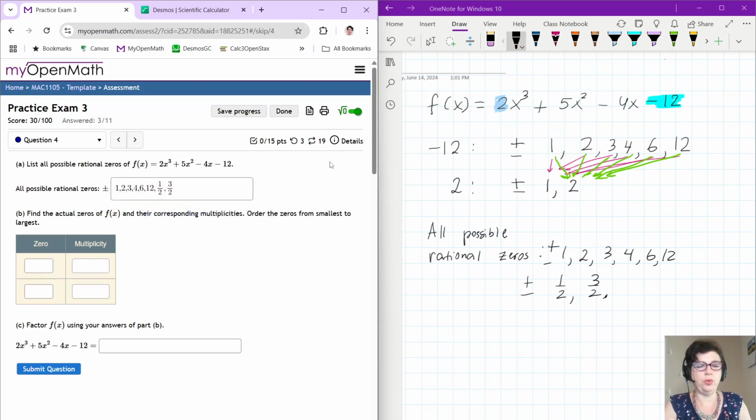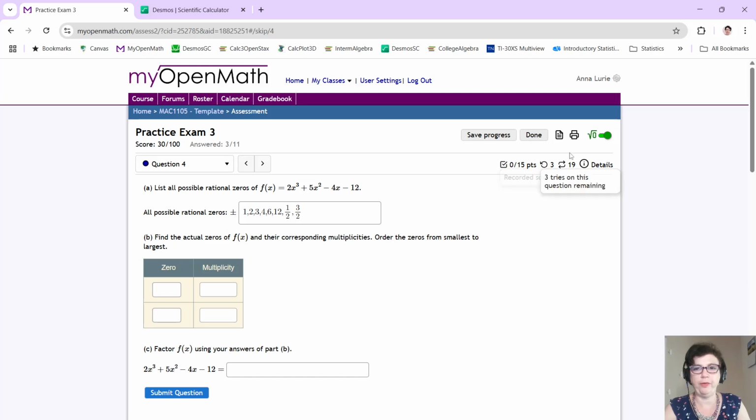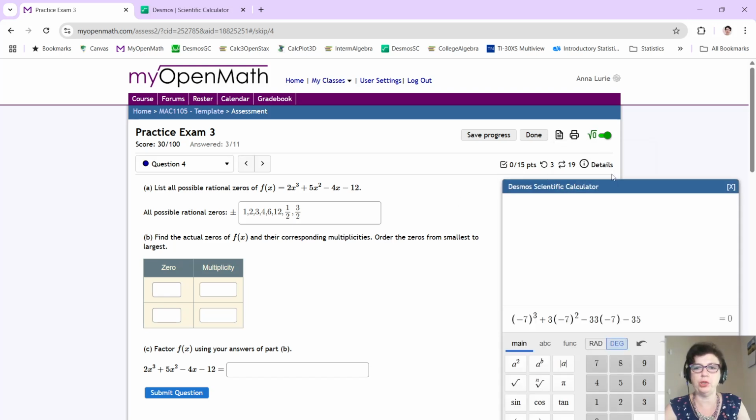Now what I want to do is determine which of them are actual zeros of my function. Okay, so what I can do is open up the calculator, and I'm going to just delete everything that's there and insert my polynomial. So 2 times x cubed. Instead of x, I put parentheses, plus 5 times x squared, minus 4 times x, minus 12.